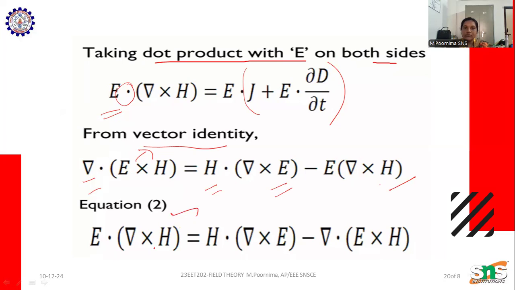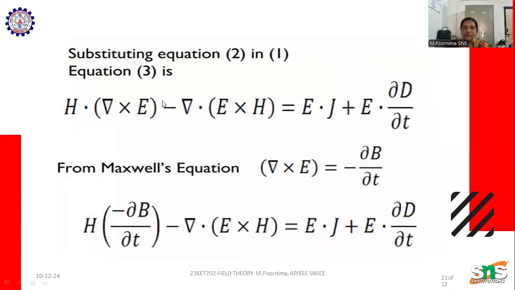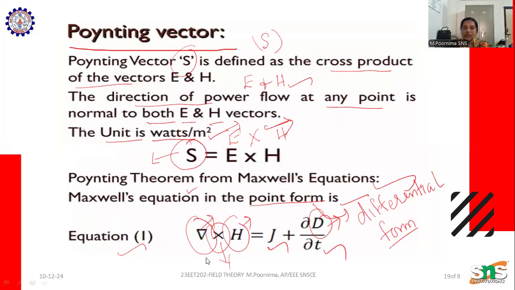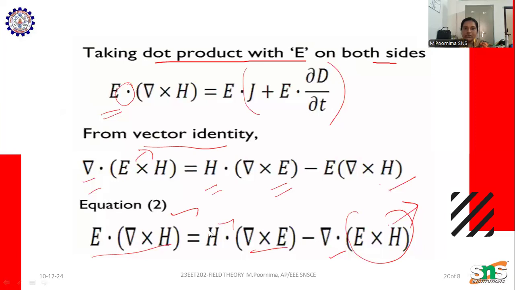Then equation 2 becomes H dot (del cross E) minus del dot (E cross H). Now we substitute equation 2 into equation 1, replacing the del cross H term.